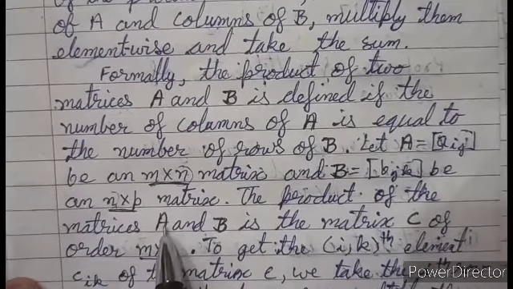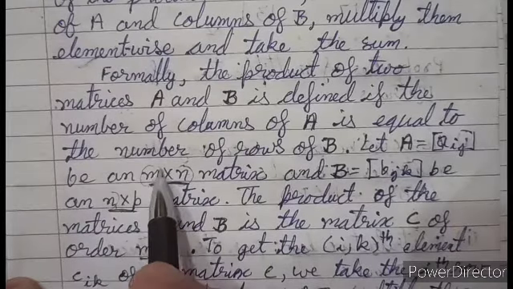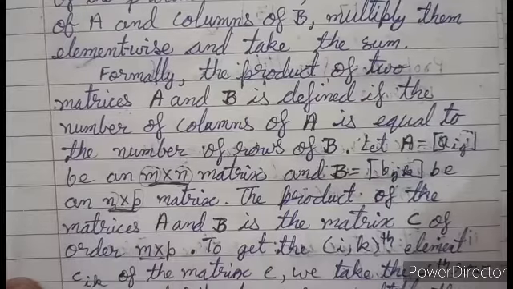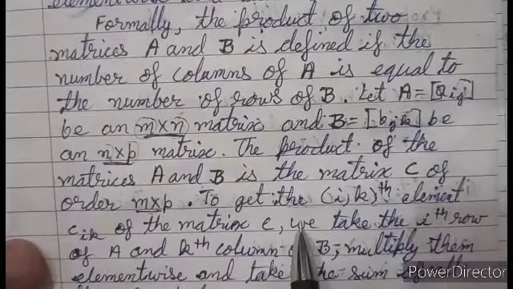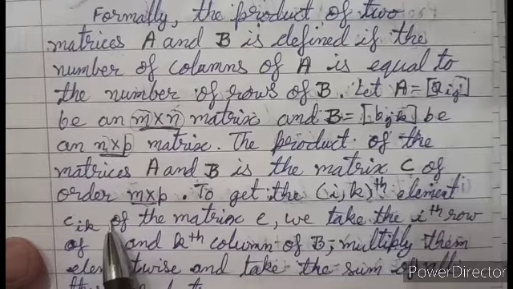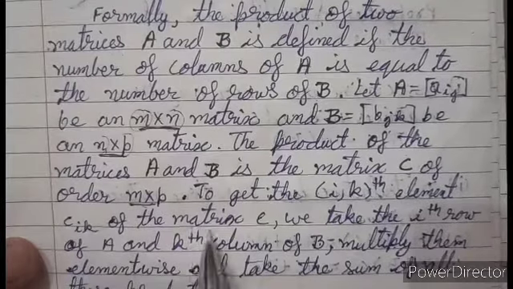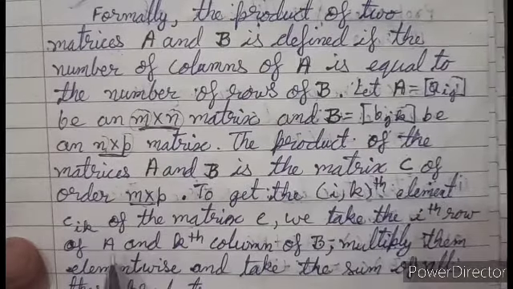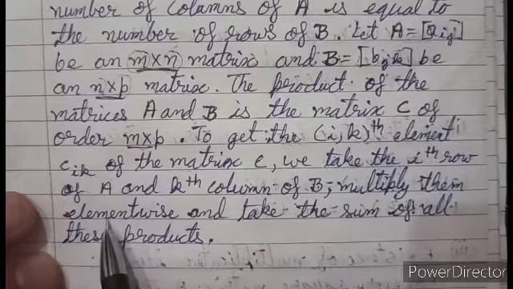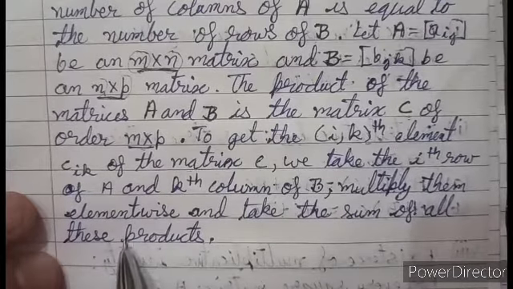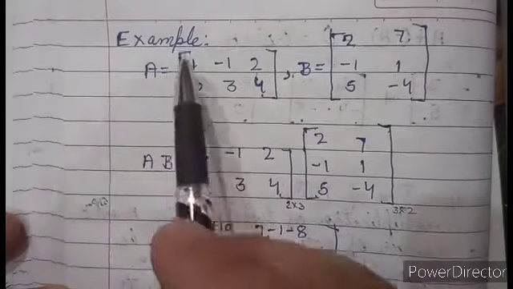Suppose the product of matrix A and B is matrix C. Then the order of that matrix will be rows of the first matrix by columns of the second matrix, and that is M by P. To get the ikth element Cik of matrix C, we take the ith row of matrix A and the kth column of matrix B, multiply them element-wise, and take the sum of all these products.